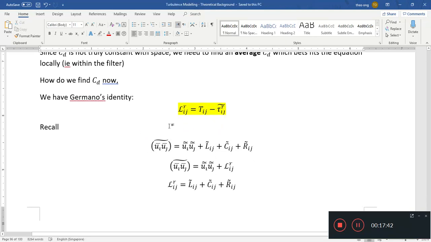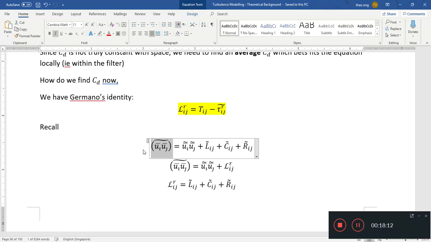And then, okay, how do we have these terms? So recall this. Where did we get this Tij from? So Tij is, or rather the Lij. Where do we get this Lij from? So remember when we were trying to decompose our doubly filtered product velocities.